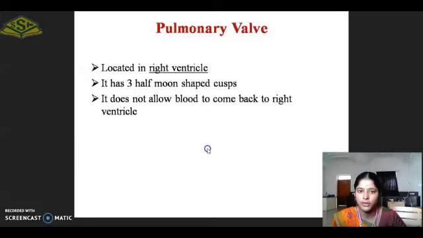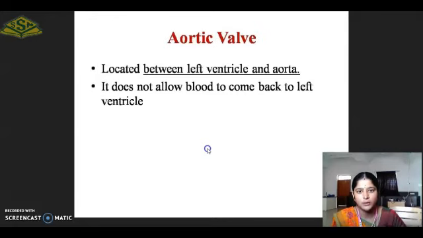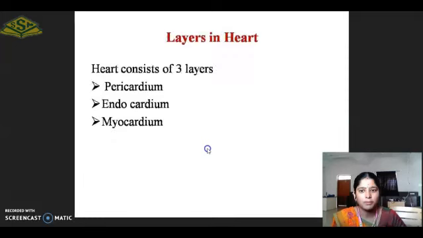Third one is the pulmonary valve. The pulmonary valve is located in the right ventricle and it has 3 half-moon shaped cusps. It does not allow the blood to come back to the right ventricle. Fourth one is the aortic valve. The aortic valve is located between the left ventricle and aorta. So it does not allow the blood to come back to the left ventricle.